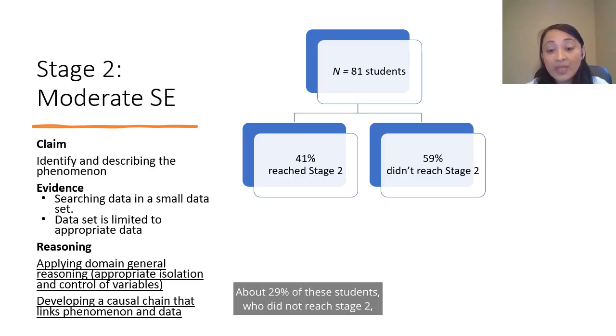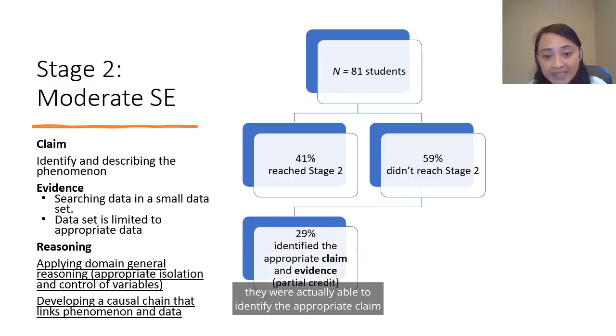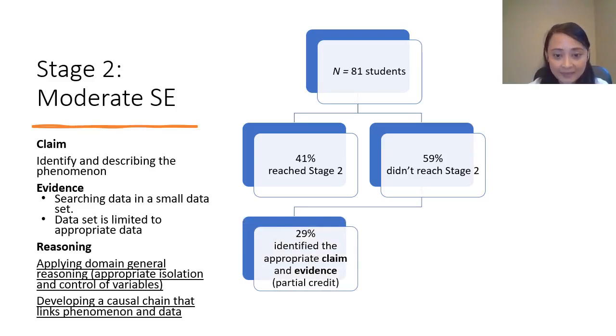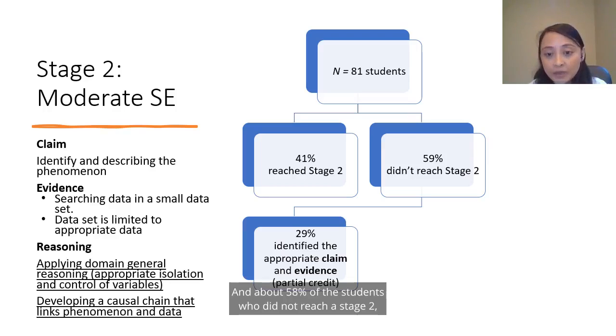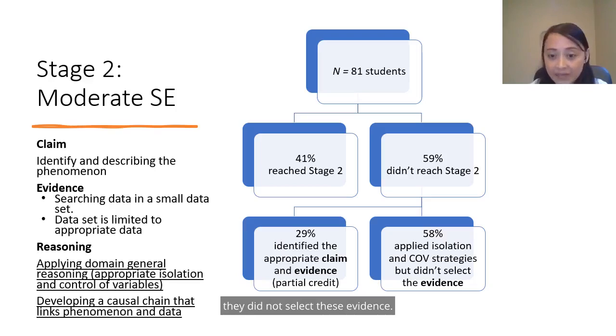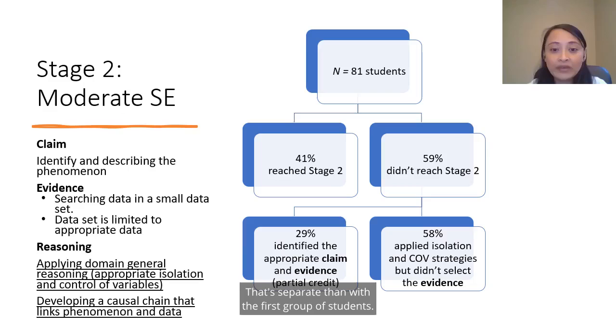About 29% of these students who did not reach stage 2 were actually able to identify the appropriate claim and evidence. Here, they received partial credit. And about 58% of these students who did not reach stage 2 applied isolation and control of variable strategies to generate the relevant evidence. Now the problem is, even though they generated the relevant evidence, they did not select this evidence. So that separates them from the first group of students.